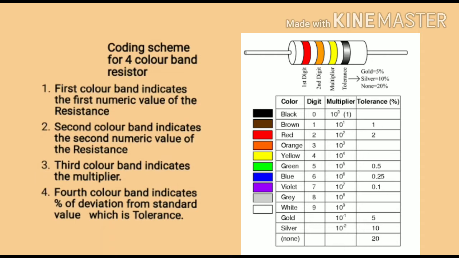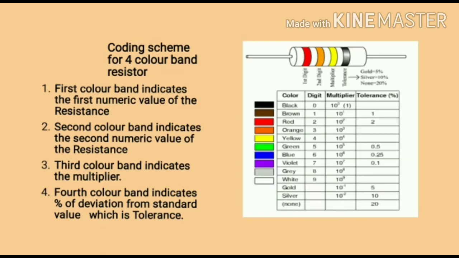Then the third color band is yellow, whose value is 4, so multiply the number by 10 to the power 4. So the value will be 23 into 10 to the power 4 ohms, that is equal to 230 kilo ohm. Fourth color band is silver, whose tolerance is plus minus 10%. So the value of the given resistor will be 230 kilo ohm plus minus 10%.